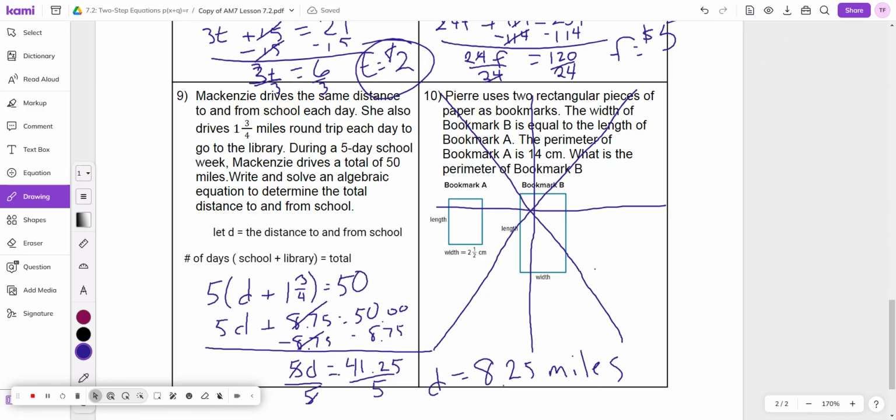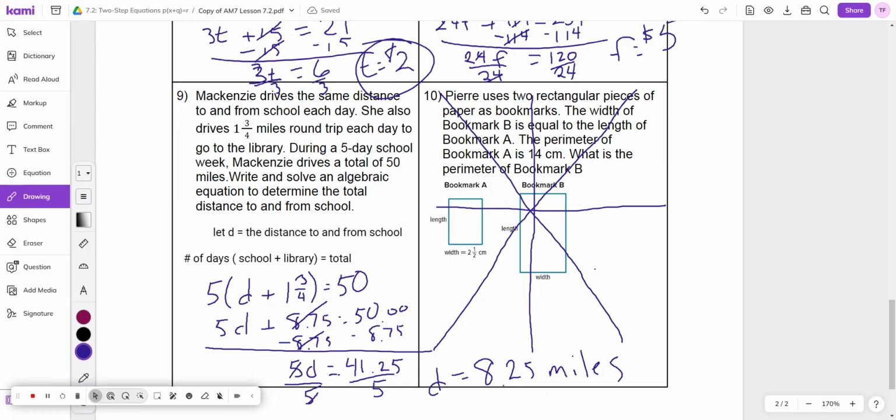I hope you got this. In the end, I got 8.25 miles, or 8 and 25 hundredths of a mile, to and from school. This is how I developed it. I put the number of days of driving, and in parentheses I put how much per day. When she drives per day, it's to school and back and the library, so that's what goes inside the parentheses. Then I put an equal sign and the total amount she drives in that whole 5 day period.